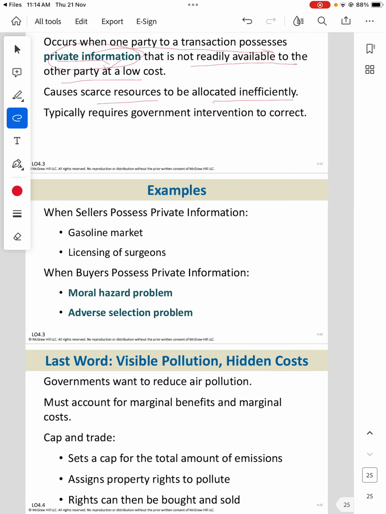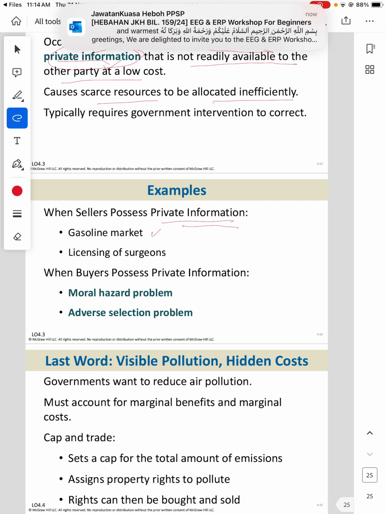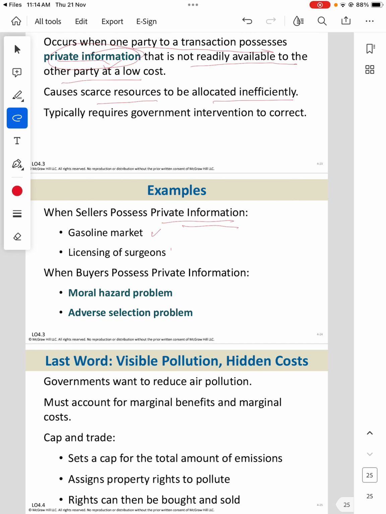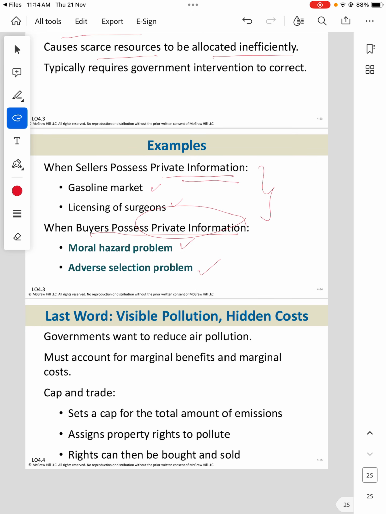For example, when the seller possesses private information, as in the gasoline market or for a licensing agent. And when the buyer possesses private information, it will cause the moral hazard problem and also the adverse selection problem.